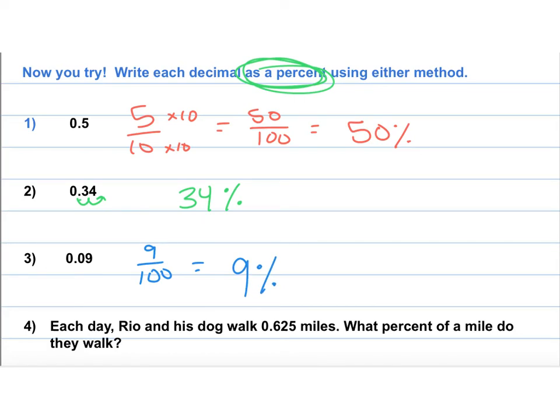And the last one here, each day Rio and his dog walk 0.625 miles. What percent of a mile do they walk? Well, I can take this and move the decimal 2 spots to the right. So it's between the 2 and the 5. So 62.5%. So that's what percent of a mile they walk. Okay, again, 2 different methods. You pick whichever one makes the most sense to you, and that's the one you can use.